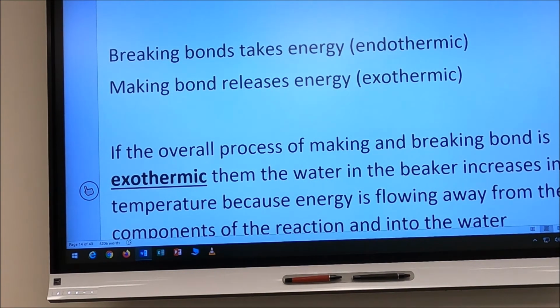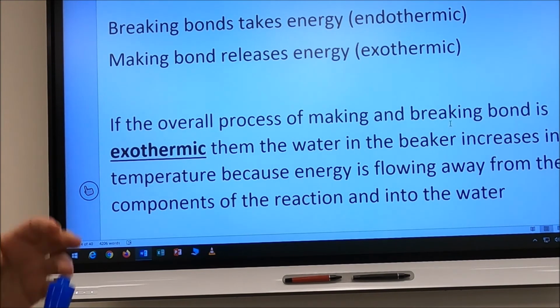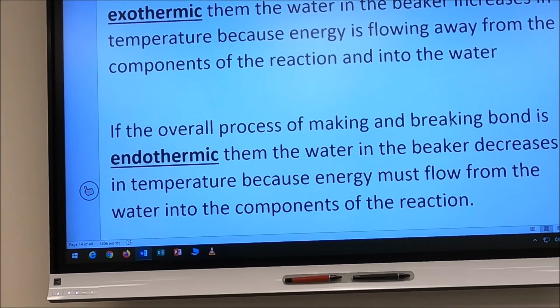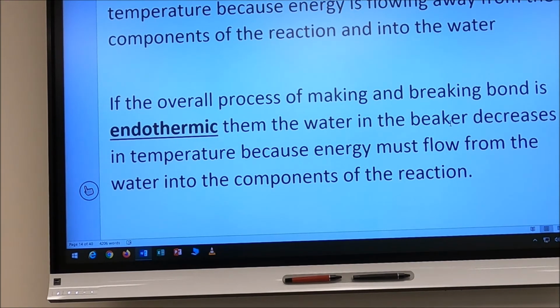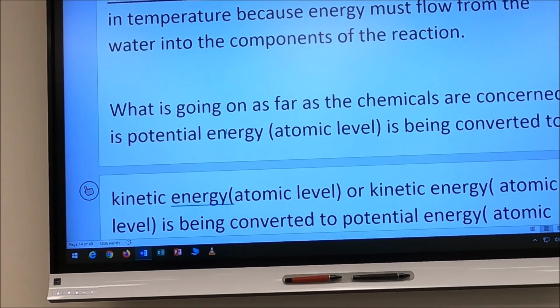endothermic process. So if the overall process of making and breaking bonds is exothermic, then the water in the beaker increases in temperature because energy is flowing out of the reaction and into the environment and being caught by the water. Okay? If the overall process of making and breaking bonds is endothermic, then the water in the beaker actually experiences a decrease in temperature, because energy is being sucked out of the water and into the components of the reaction.